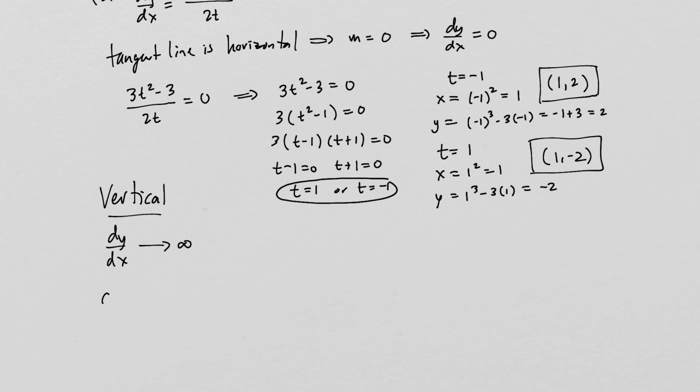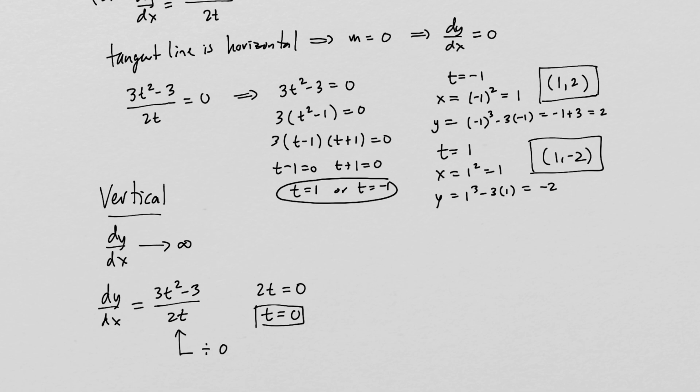For that to happen, since dy/dx is equal to (3t squared minus 3) divided by 2t, this is going to happen when we divide by 0. So if we just take the denominator 2t and set it equal to 0, we know this occurs when t equals 0. And now when I take t equals 0 and plug it into the parametric equations, we're going to get x equals 0 squared, which is 0, and y equals 0 cubed minus 3 times 0, which is also 0. So that is the point (0, 0).